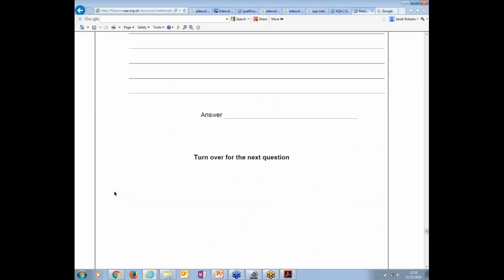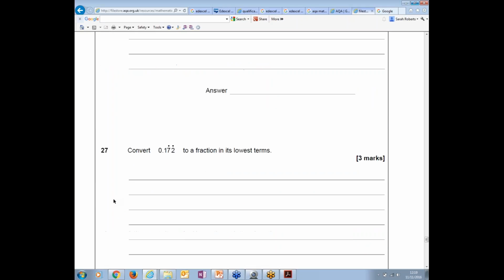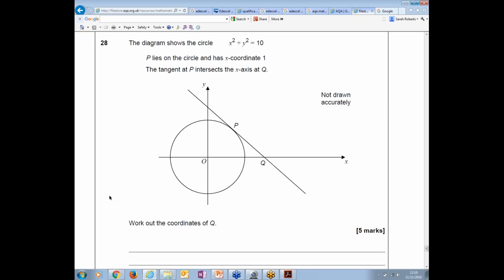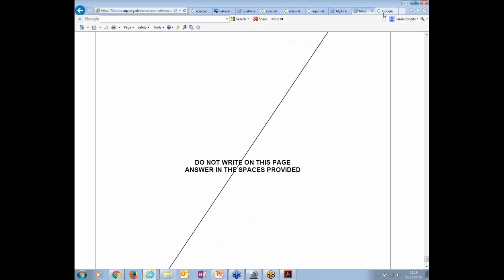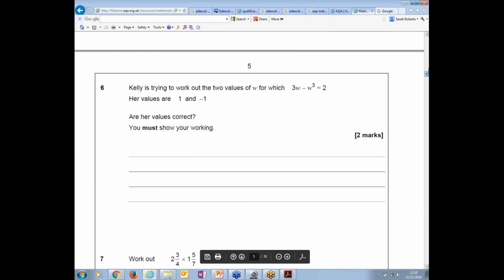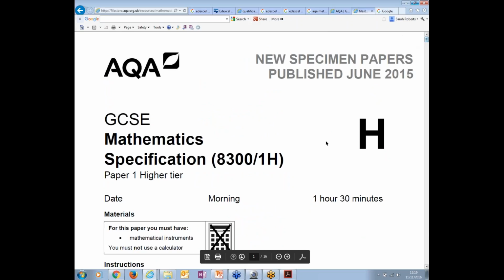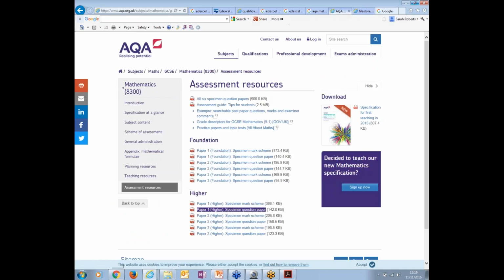Some algebra. Gosh, it seems like a terribly long paper, doesn't it? I wonder how long that took. How long that is. Yeah. Hour and 30 minutes. Wow, you've got to be working at quite a pace to get through all that, haven't you? No calculator. Well, I guess that's just part of the whole bit about it.